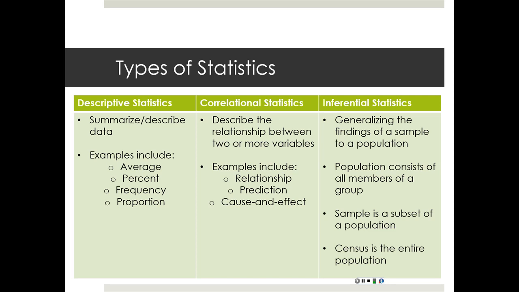As addressed earlier when discussing survey research, the second kind of statistics are correlational. These types of statistics will describe relationships between two or more variables. You may be able to identify a relationship or perhaps predict or indicate some type of cause and effect between variables. The third type of statistics is called inferential.